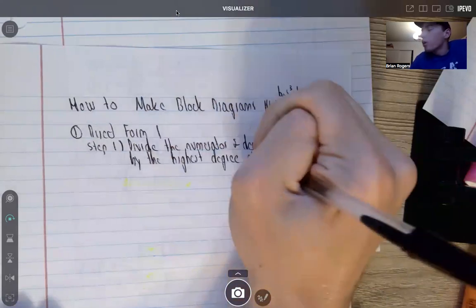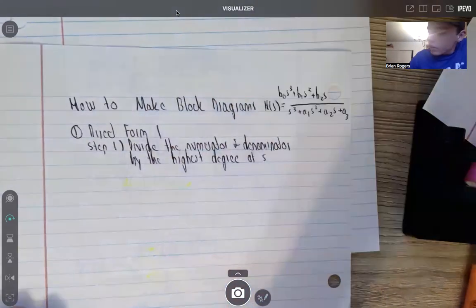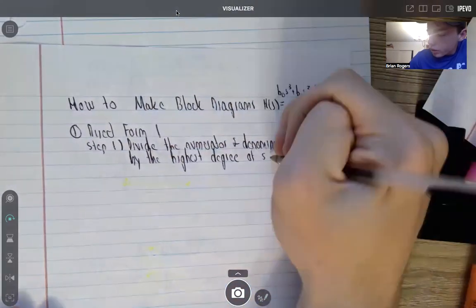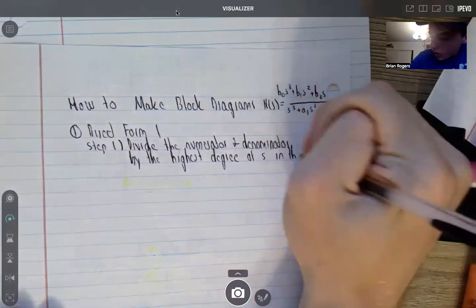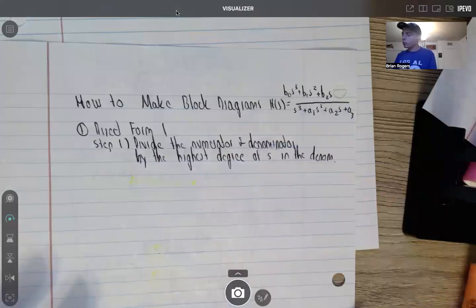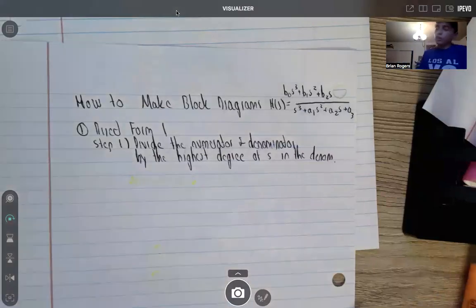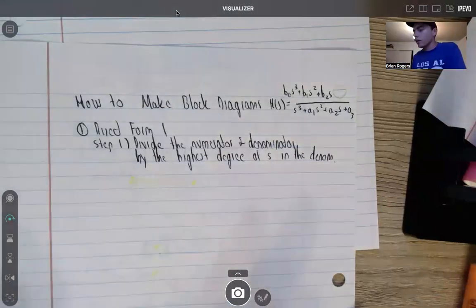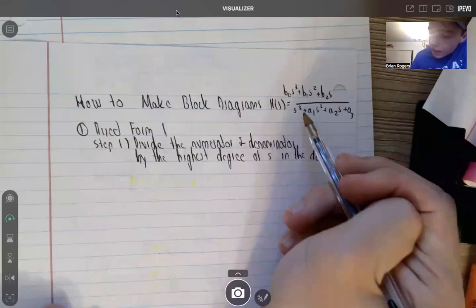What you're going to notice is the highest degree of S in the denominator in particular. You'll mostly be dealing with proper functions, not improper. So don't worry about the degree of the numerator being larger than the degree of the denominator. But what we're going to see here is when we divide the numerator and denominator by S.